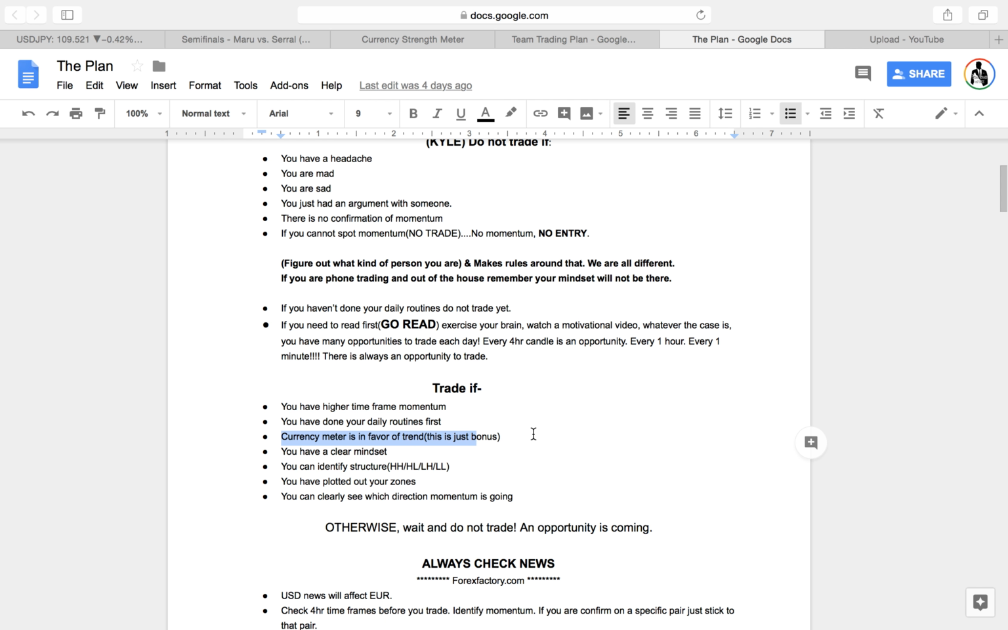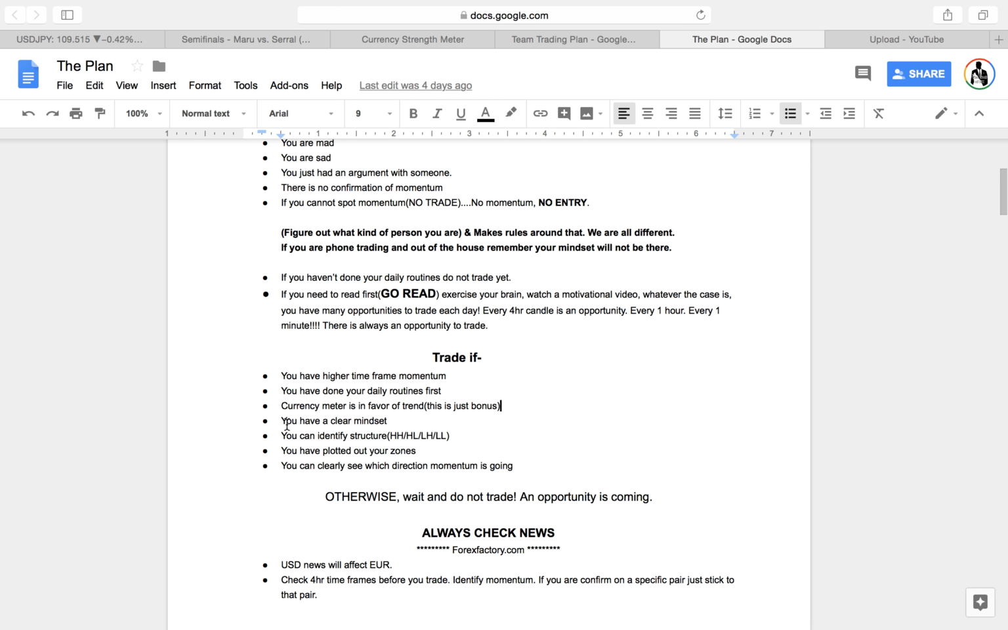But currency meter, of course, this is just a bonus. This is not anything that's concrete. If you have a clear mindset, only trade if you have a clear mindset. So I had a nice meditation this morning for 35 minutes. It was very good. And then it gave me a clear understanding of how I'm going to trade this morning. Right? Identify structure.